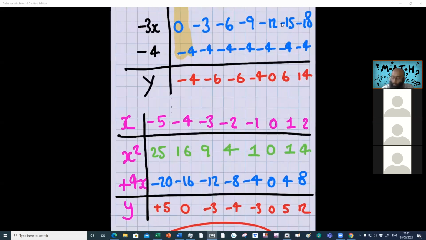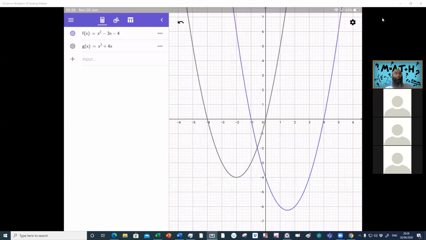Okay, lovely. Let's quickly flip to the graphs now. Has everybody had a go at drawing the graphs? Yes? So, okay, Layla's drawn the graphs. Abdullah's drawn the graphs. Everybody have a look at the graphs, please. The purple graph is x squared minus 3x minus 4. And the next graph is x squared plus 4x.